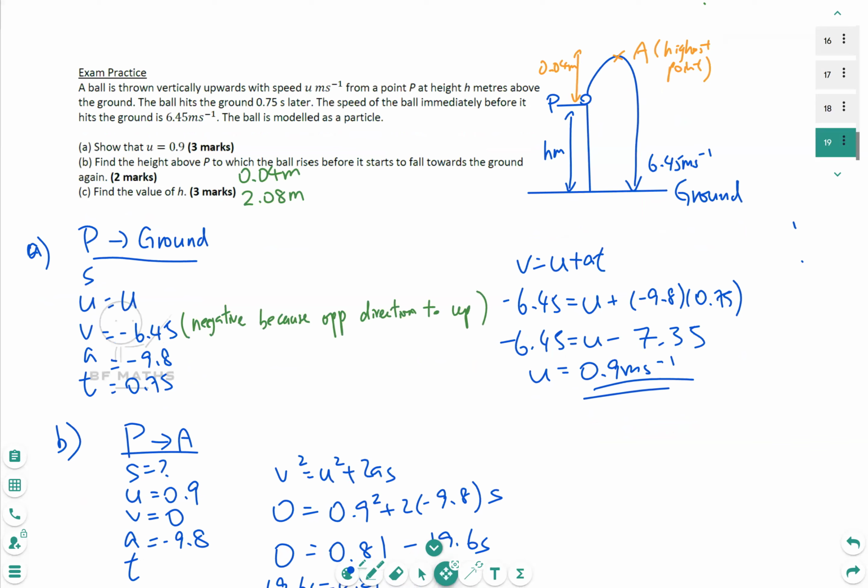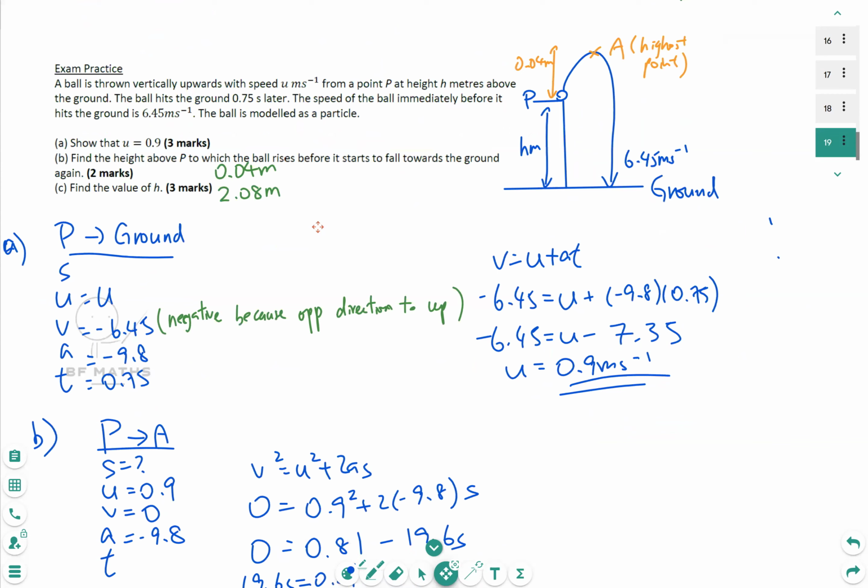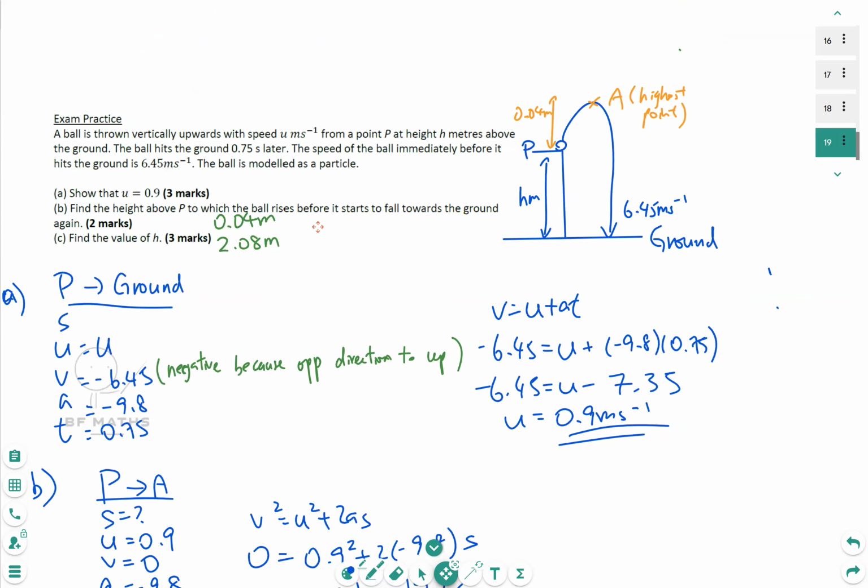It will be negative H. Now, why is it negative? You do want to write some notes in here if it makes sense to you. Because starting from P, we are going a positive displacement, heading towards A. Then, as soon as we pass A, which is the maximum displacement, 0.04, we start to come back down. That means we start to go back to where we started. We're reversing direction, therefore it becomes negative displacement.